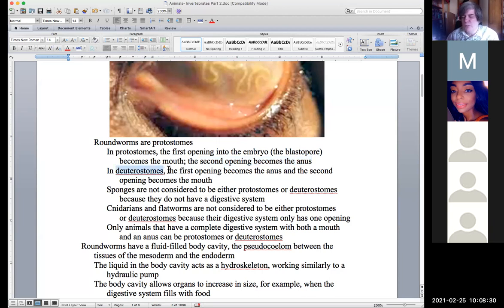In deuterostomes, deutero means second. The first opening becomes the anus, and the second opening becomes the mouth.